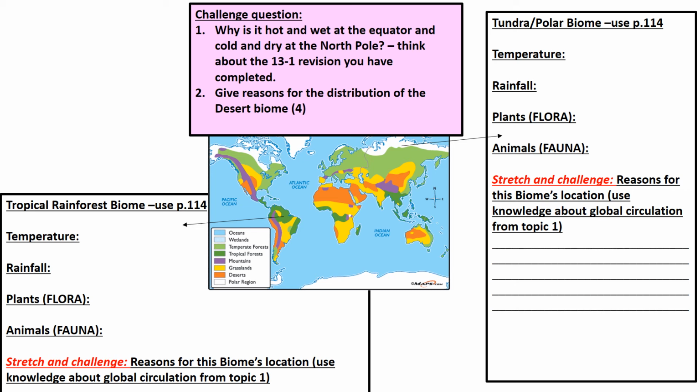So what I want you to do is you can see the layout on this screen. You could print this on an A4 sheet if you wanted and fill it in, or you could just stick a copy of the map in and then write around the edge of it. It's up to you. But I really would like you to describe what those different biomes are like. So what is the temperature like? What's the rainfall like? What kind of flora and fauna do you get? And then the stretch and challenge task is to explain why that particular biome is located in that particular area. So what is the reason why?